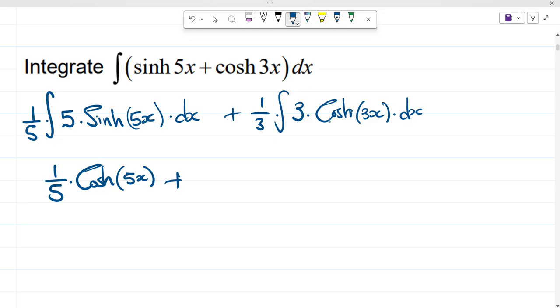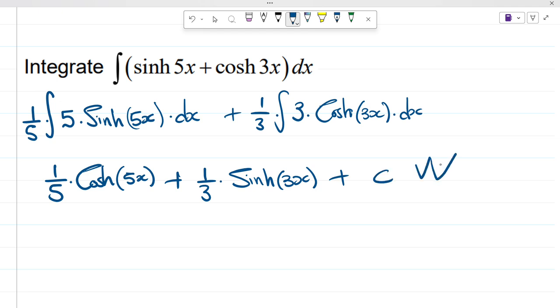Then of course whatever is outside the integral should go with you to the answer there. So that 1 over 3 will go with you to the answer. It's going to be 1 over 3 hyperbolic sine of 3x, then plus c. Then tada, you have your answer.